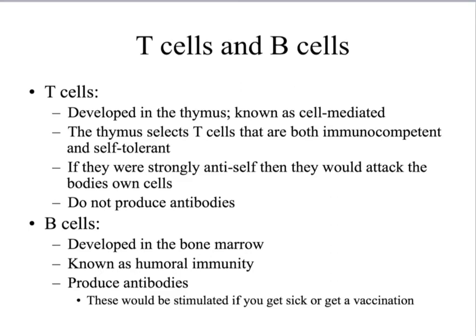If they were strongly anti-self, they would attack your own body cells, and this happens to some people who have autoimmune diseases. T cells do not produce antibodies. B cells are developed in the bone marrow, are known as the humoral immunity, and they produce antibodies. And these are what would be stimulated if you were to get sick or get a vaccination, and they would make antibodies and also memory cells so that your body could remember those diseases when you came in contact with them again.